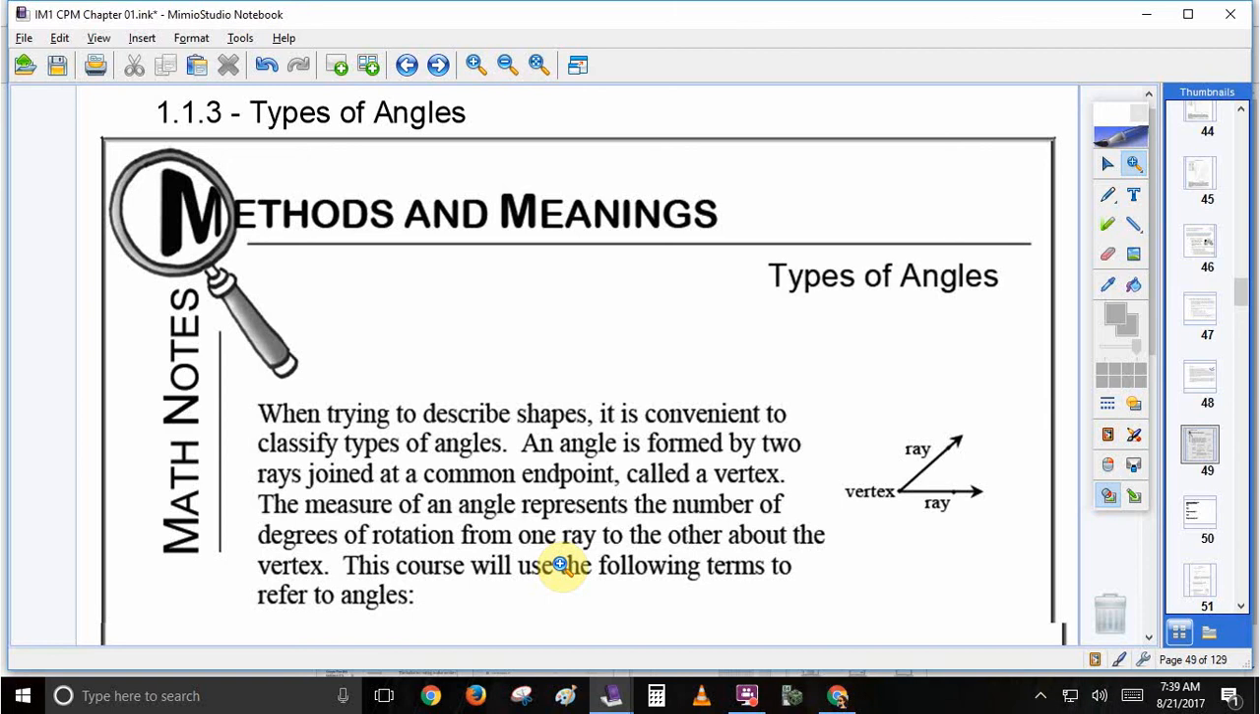Alright, welcome to the math notes for 1.1.3. Today we're going to do a little review of different types of angles.